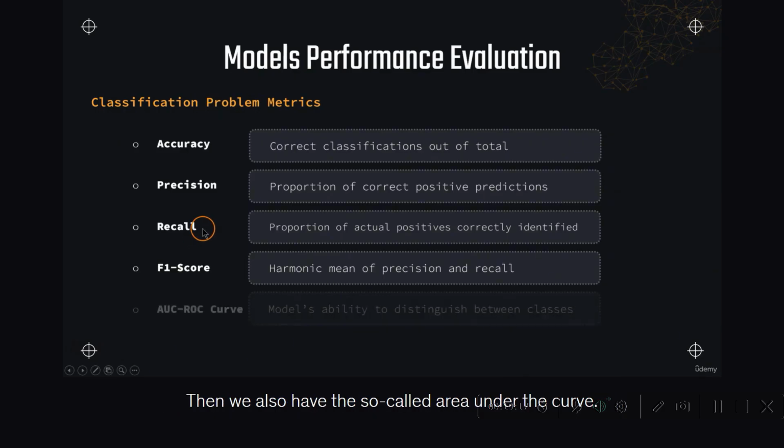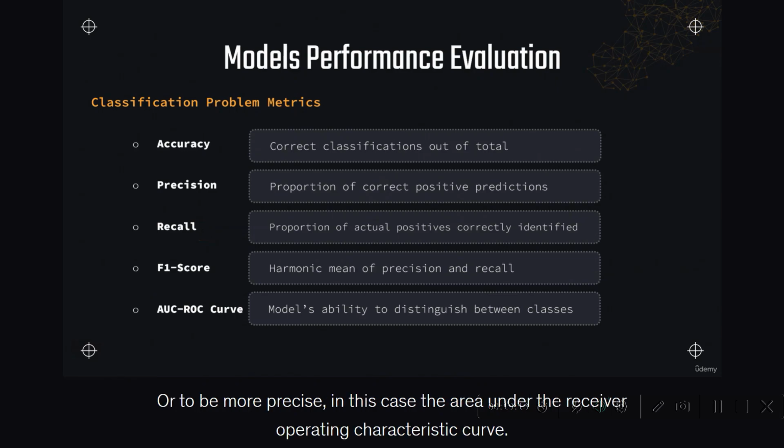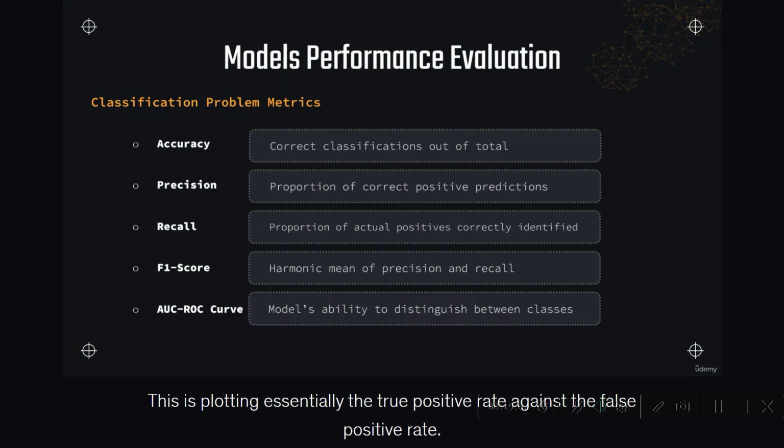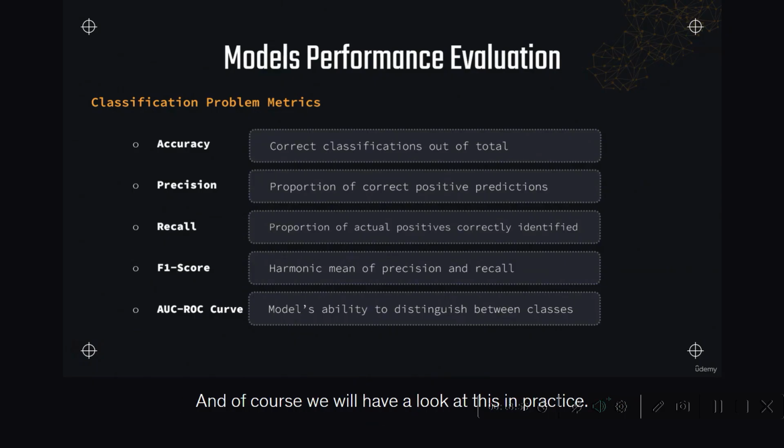Then we also have the so-called area under the curve, or to be more precise in this case, the area under the receiver operating characteristic curve. Very complicated name. This is plotting essentially the true positive rate against the false positive rate. So this measures the model's ability to discriminate between the classes. And of course, we will have a look at this in practice. This helps us to understand this a bit better.